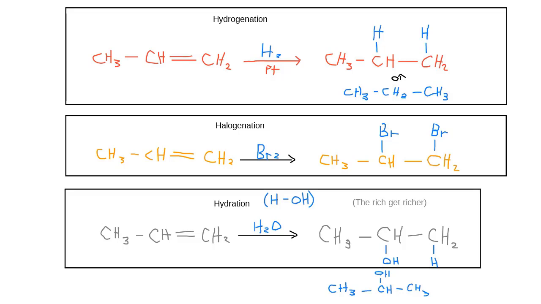Now in a case where they have the same number of hydrogens, it doesn't matter which one you put where. You could put the OH on one side, you could put the OH on the other side, it doesn't matter. Now we'll say this usually proceeds with a catalyst. And the catalyst is acid, H+.